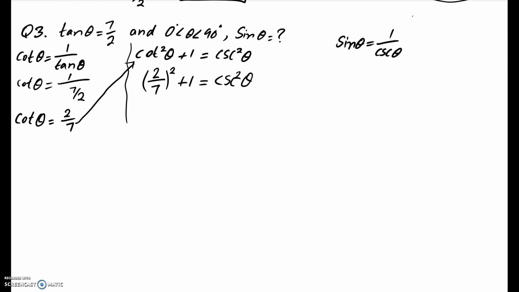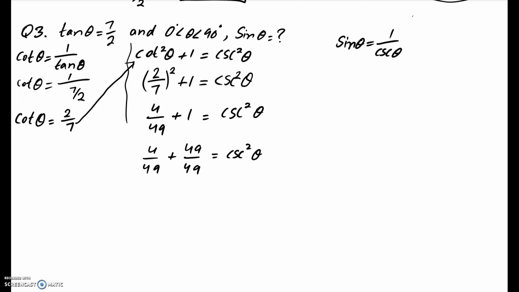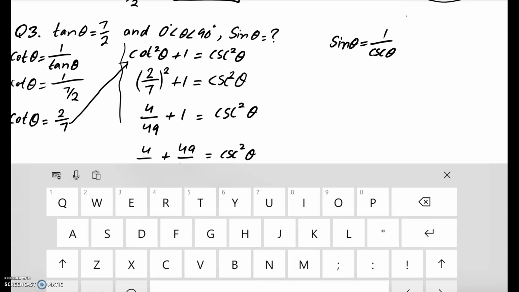Now 2 over 7 squared is 4 over 49, plus 1 equals cosecant squared theta. Now we will make the denominators the same: 4 over 49 plus 49 over 49. You can use a calculator to do the simplification. I don't have it, so I'm just doing it manually. When you add these two, it becomes 53 over 49 equals cosecant squared theta, and we need the value of cosecant theta, not squared, so you have to take the square root of it.